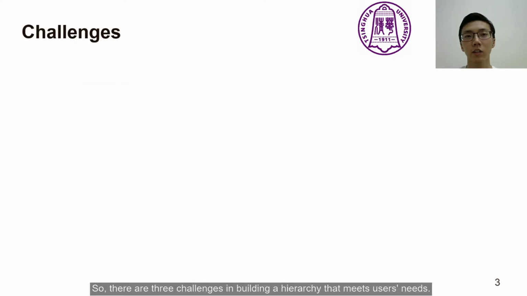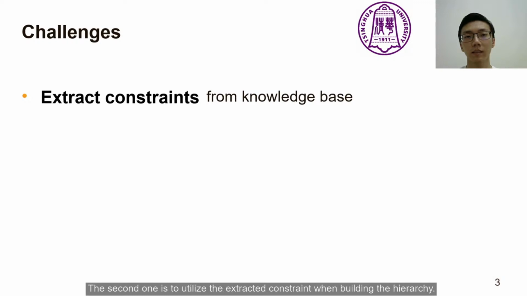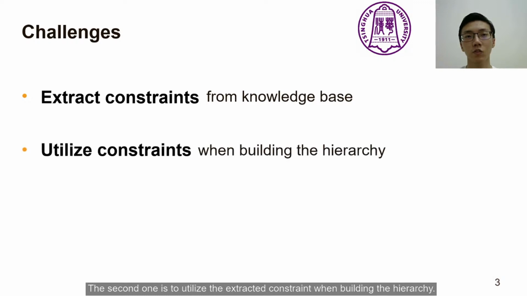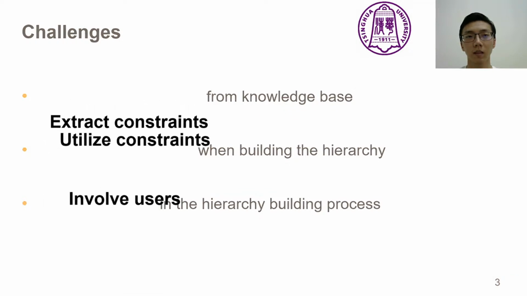So, there are 3 challenges in building the hierarchy that meets users' needs. The first one is to effectively extract the constraints from the knowledge base. The second one is to utilize the extracted constraints when building the hierarchy. And the last one is to involve users in the building process to generate a better hierarchy.